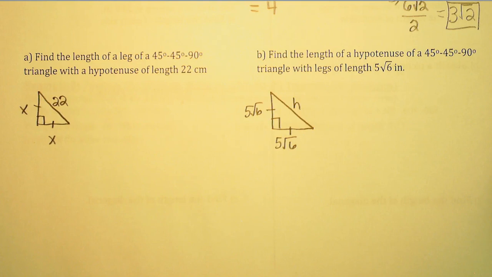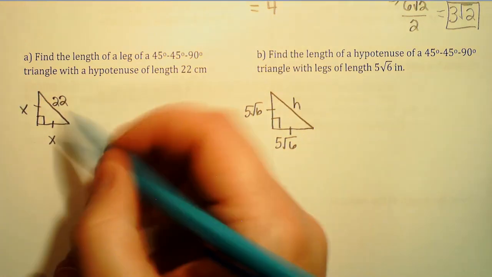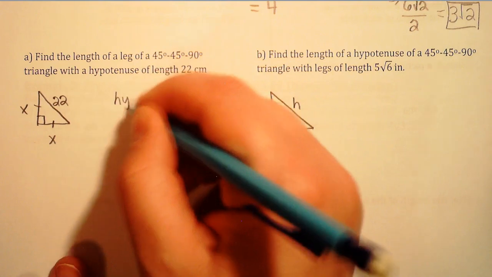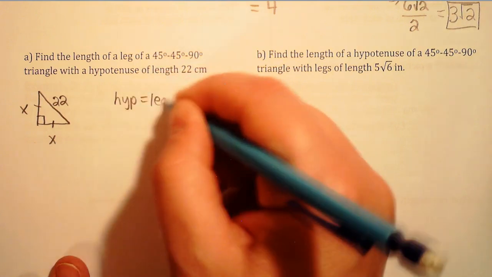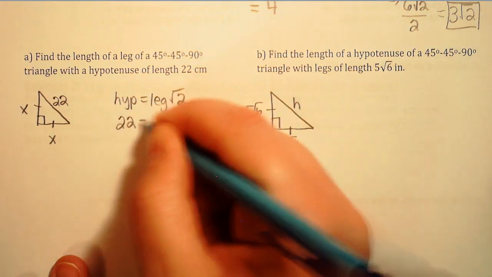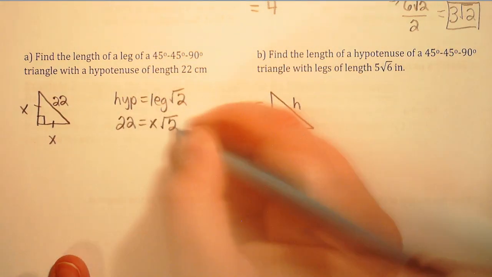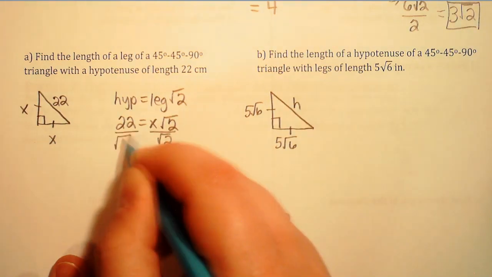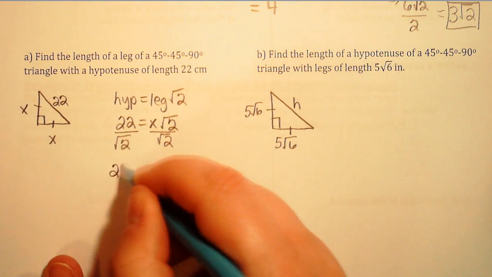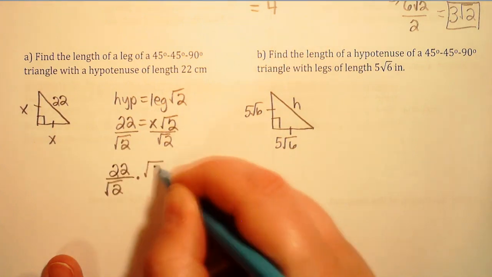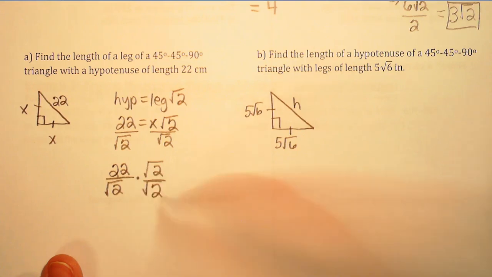Now, all I have to do here is, if I want to find the leg, the hypotenuse is equal to the leg times the square root of 2. So in this case, I know the hypotenuse, the leg is x, and so what I want to do here is I'm going to end up dividing by the square root of 2. Now, this is similar to the last problem where I'm not allowed to have that radical in the denominator, so I'm going to rationalize that.